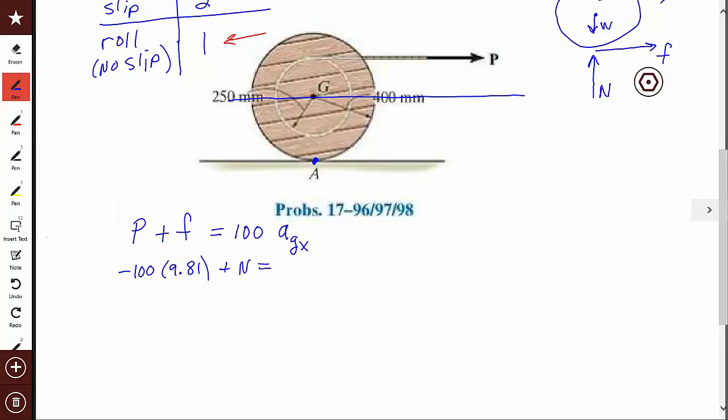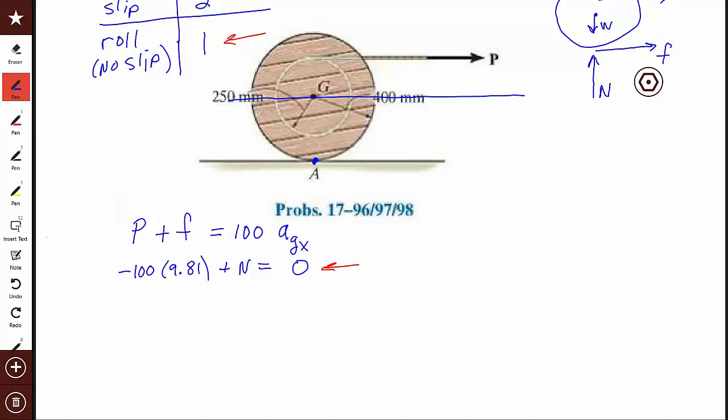That equals mass times acceleration in the vertical direction, and we've already noticed that the acceleration in the vertical is 0. Be careful, because it's a very common mistake for students to just say, oh, vertical accelerations are always 0. That's not true. You need to think about each individual problem, but in this case it is 0.